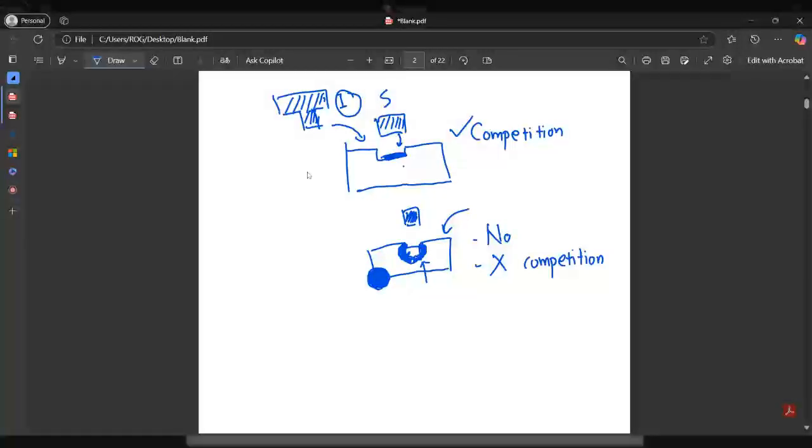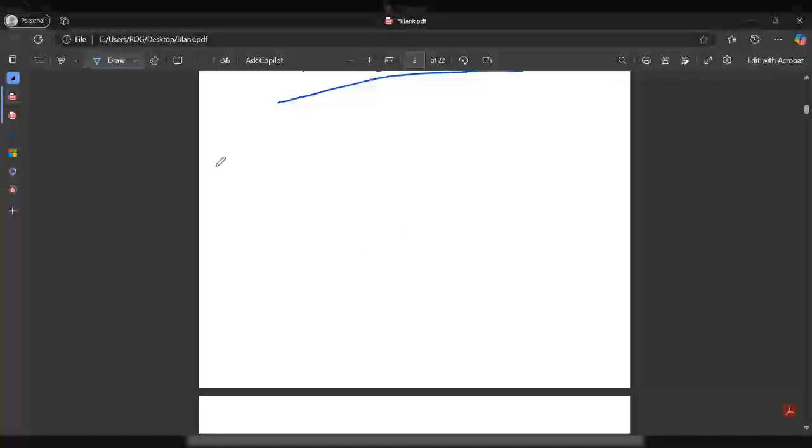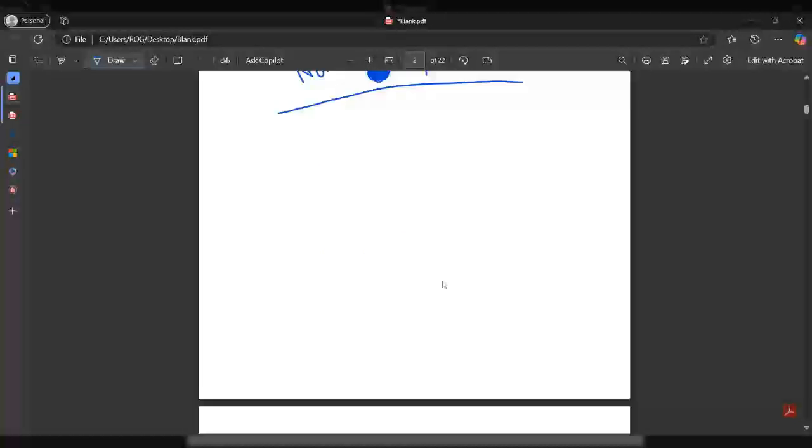So the effect of the inhibition, can we overcome the effect of the inhibition? Okay, so the answer is yes for the competitive inhibitor and no for the non-competitive inhibitor. Okay, so why do we say that it is yes for the competitive inhibitor? So just now we said, what is the characteristic of a competitive inhibitor?